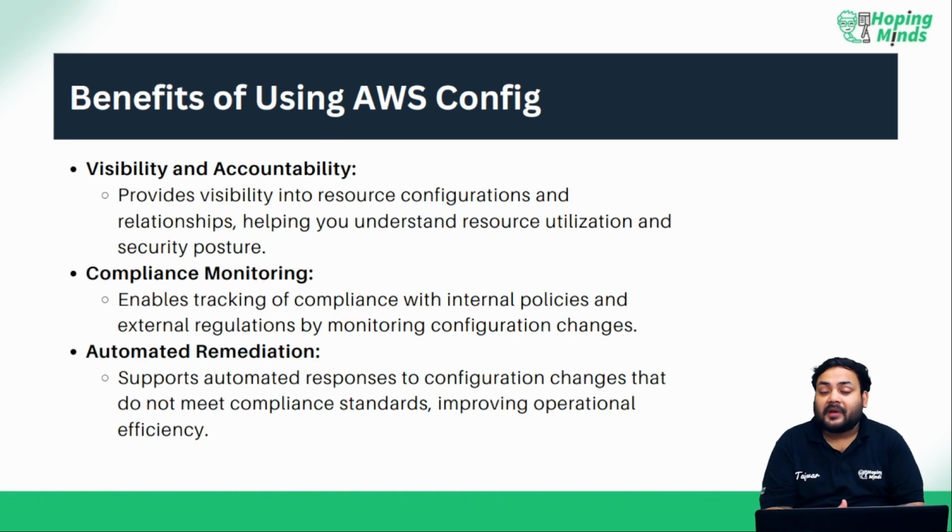So now the benefits of using AWS Config. The first one is visibility and accountability. That means you will have visibility into resource configuration and the relationships, and also if something is getting changed, you can see who changed that thing and who actually made the configuration. So you'll have everything over there.